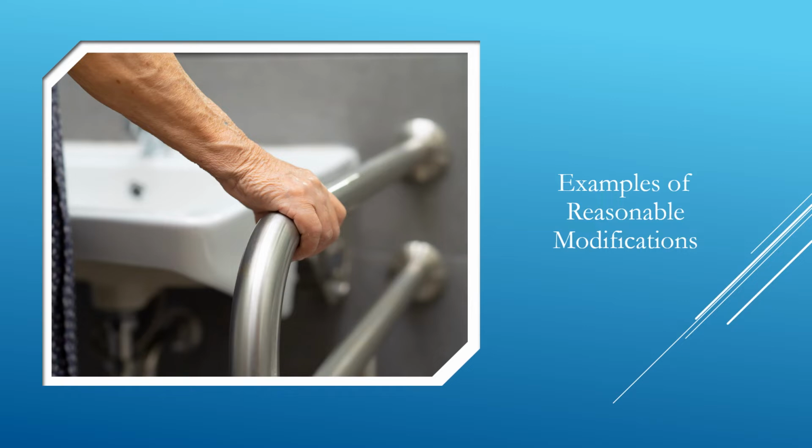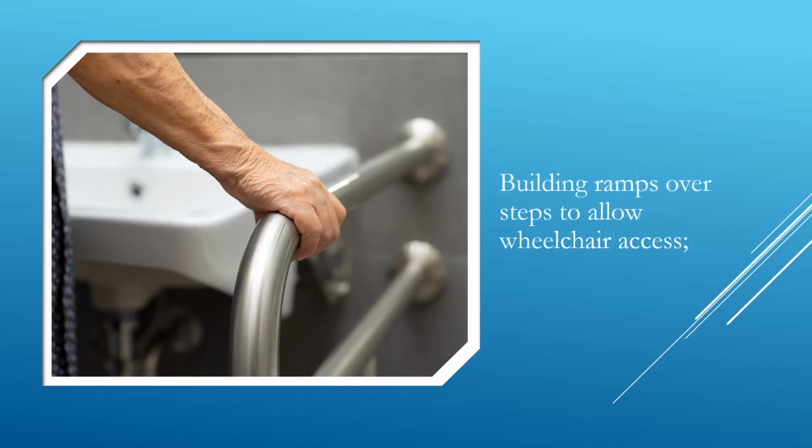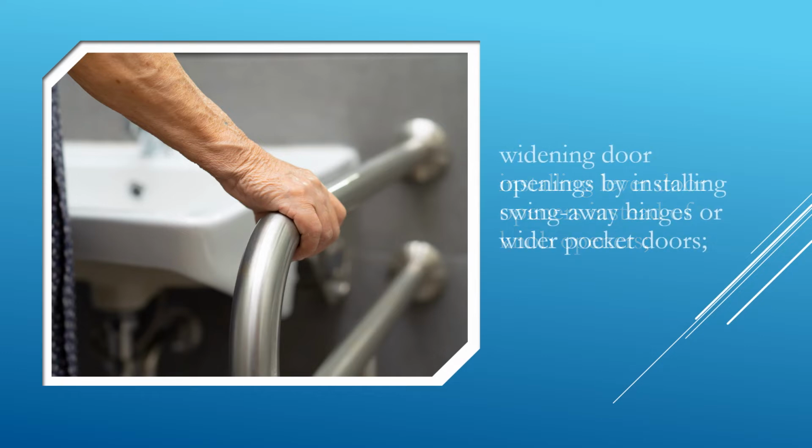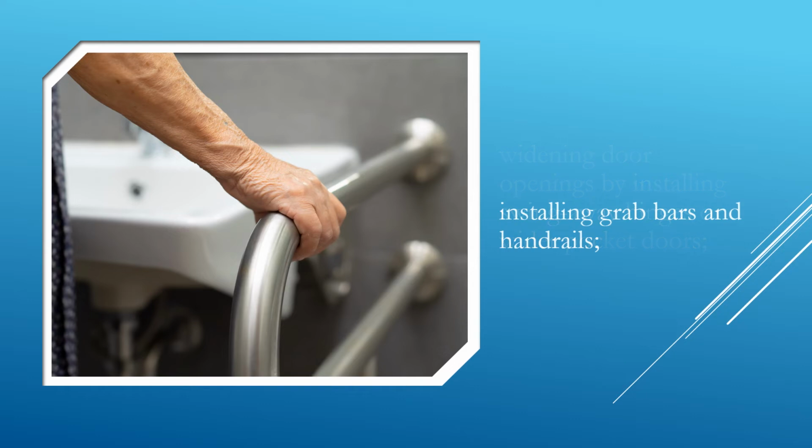Examples of reasonable modifications: building ramps over steps to allow wheelchair access, installing lever door openers instead of door knobs, widening door openings by installing swing-away hinges or wider pocket doors, installing grab bars and handrails.